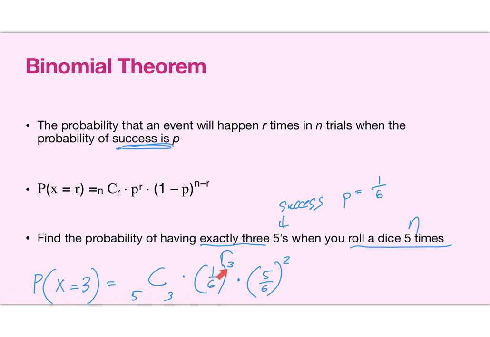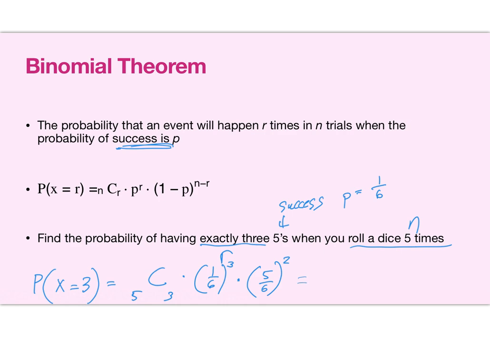So in other words, I want 3 successes, so successes to the 3rd power. I want 2 failures. That is, I want 2 of them to be not 5s. And then this is how many different ways, if I had 5 dice, I could have exactly 3 5s. It's my grouping. How many different groups of 3 can I have if I roll a die 5 times? And if I think back to the Pascal's triangle, or I could do it by hand. Let's just do it by hand.